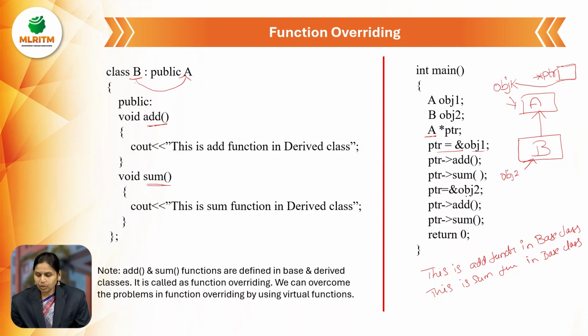Next, PTR equal to address of object 2. Now here we are copying the address of the second object to the pointer variable. The address of object 2 is now placed in the PTR pointer. By using that pointer, we are calling the add and sum functions. But here add and sum functions are overridden. That's why we will get the same output value. This is add function in base class only.